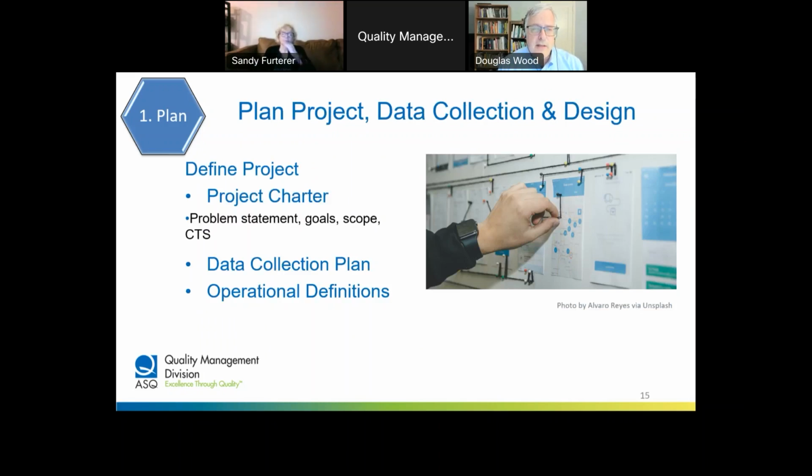On this slide, CTS stands for critical to satisfaction. Our data collection plan and operational definitions need to consider what our objectives are. Where do we want to go with this data? Next.